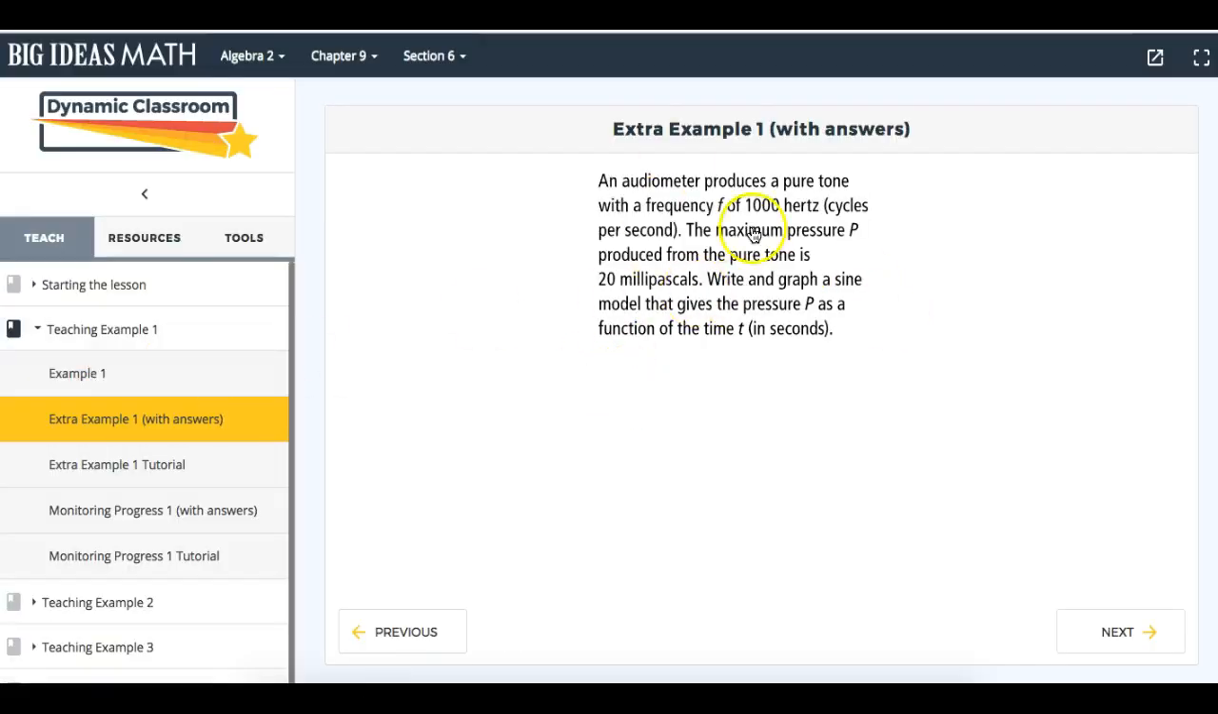The problem that I want you to do is this right here. An audiometer produces a pure tone with a frequency of 1,000 hertz. The maximum pressure P produced is 20 millipascals. Write and graph a sine model that gives the pressure as a function of time. I want you to give me the sine function, so write out the actual function for this. I want you to write the amplitude and the period and your 5 key points. So you're writing down the sine function, amplitude, period, and your 5 key points for this function.